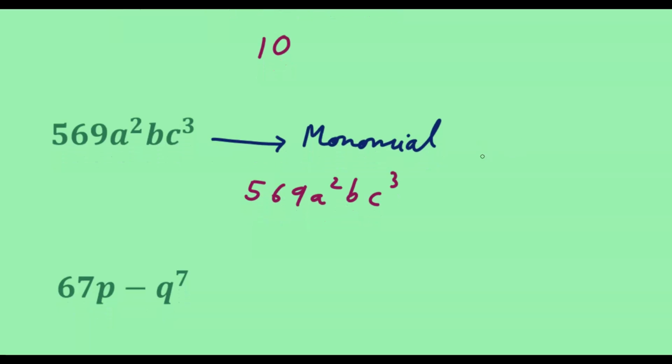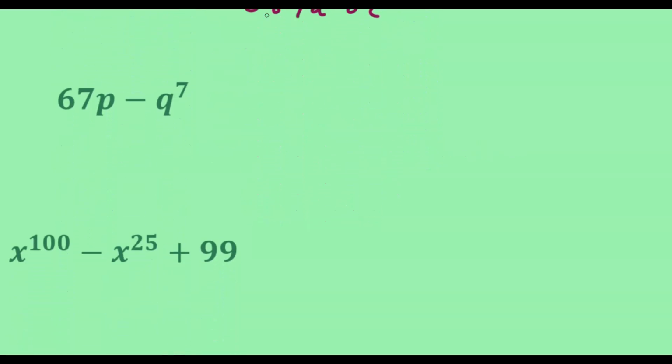Let us have a look at the next one. Now, the next one is 67p minus q to the power of 7. Let us consider the terms. Now, the first term of this polynomial is 67p, and the second term is negative q to the power of 7. We can see that this polynomial has 2 terms, and so we classify it as a binomial.